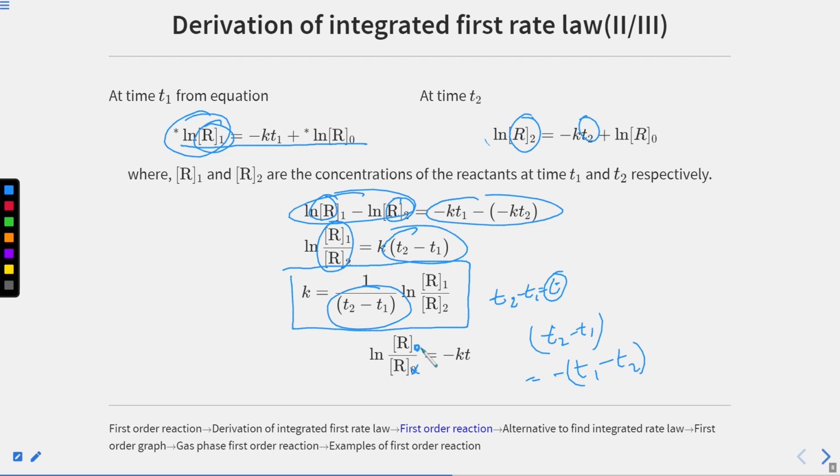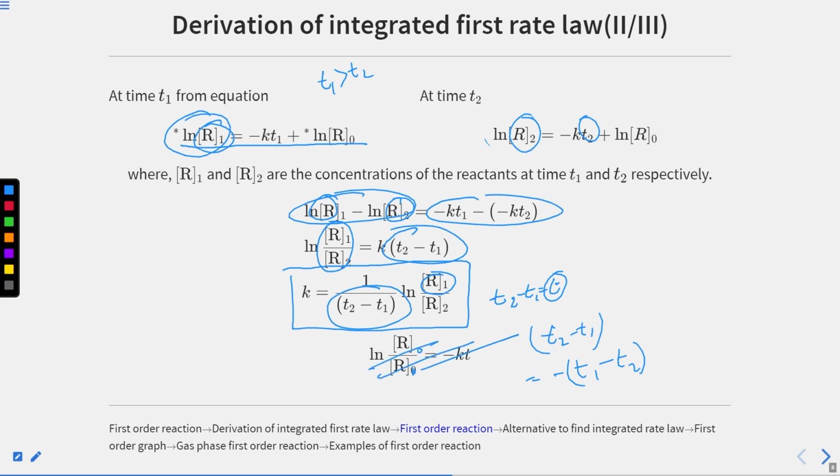Because R0 is the concentration initially, that is time t1, and also time t1 is greater than time t2. So t1 will be the initial time. So at initial time the concentration will be R0, and here we will have R0 minus, it will be nothing.